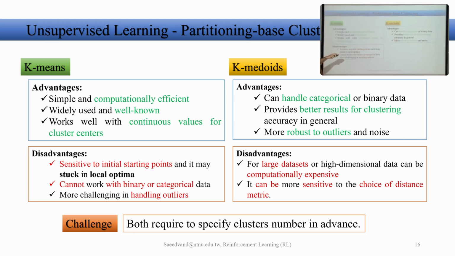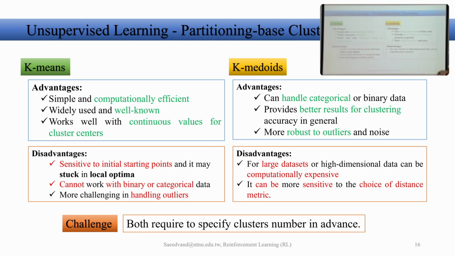Why is K-medoids more robust here, and why is k-means more challenging for outliers? There is a very sweet reason over there.